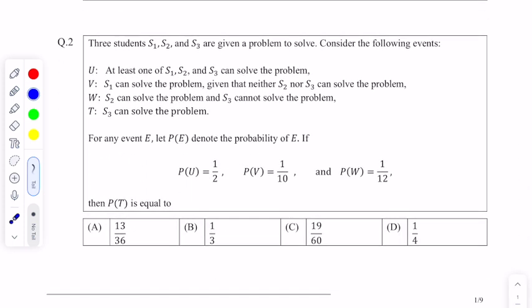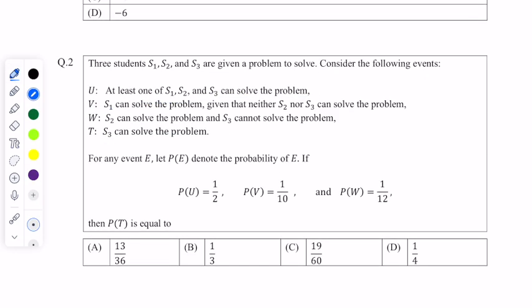Alright, moving on to the next one. So it's been given that we have 3 students, S1, S2, S3. They are solving a question, probability event. Okay, now I can see we have 3 students. It's a probability based question. So over here, the best way for us to approach will be to draw Venn diagrams.